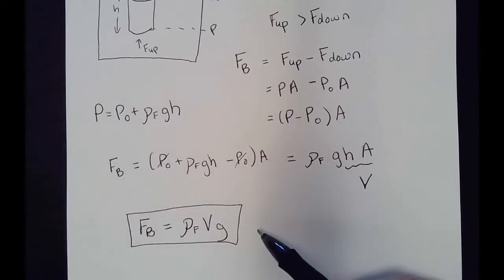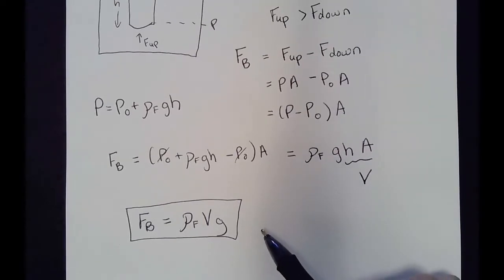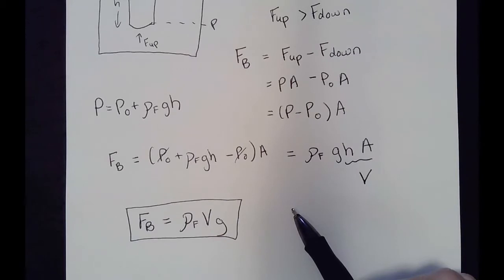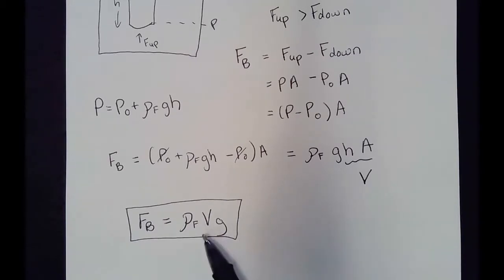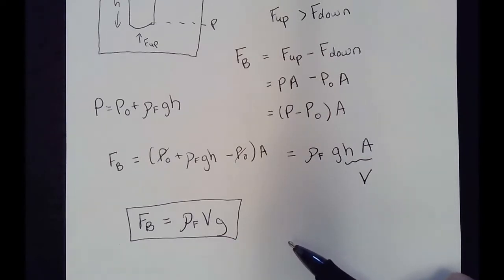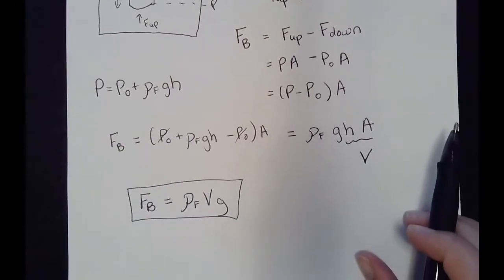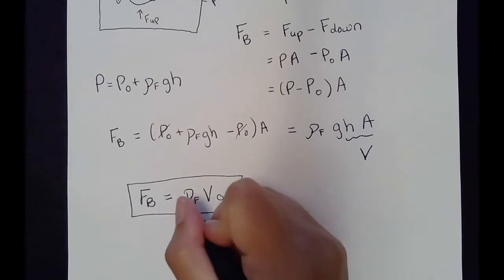So when the cylinder is dropped in, or when an object is submerged in a fluid, it displaces a volume of water equal to its own volume. This is true for any shape. It doesn't have to be a cylinder. So the volume of the object that is submerged under the water will displace a volume of water equal to that amount. So we can write this in one more way.